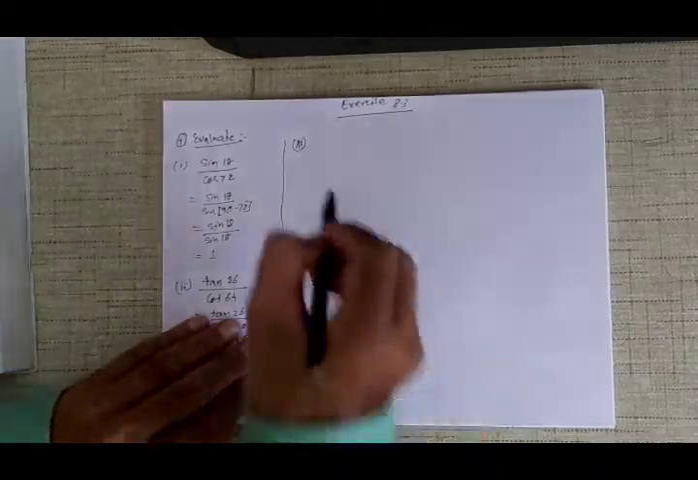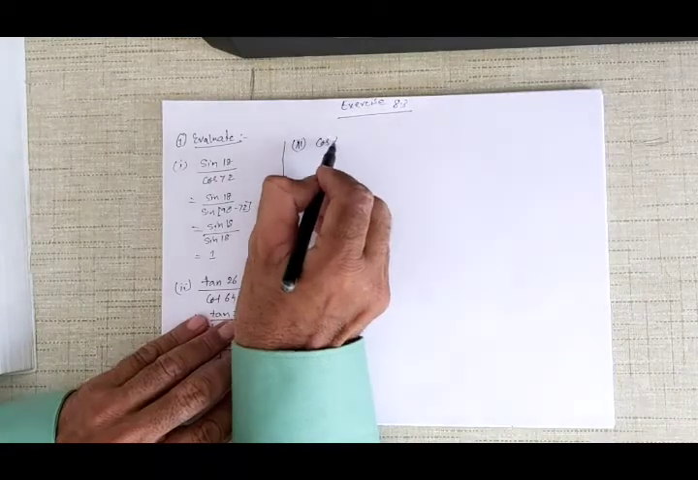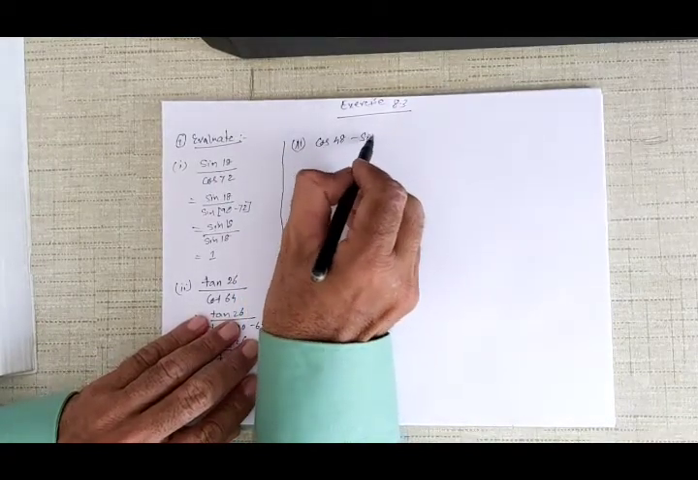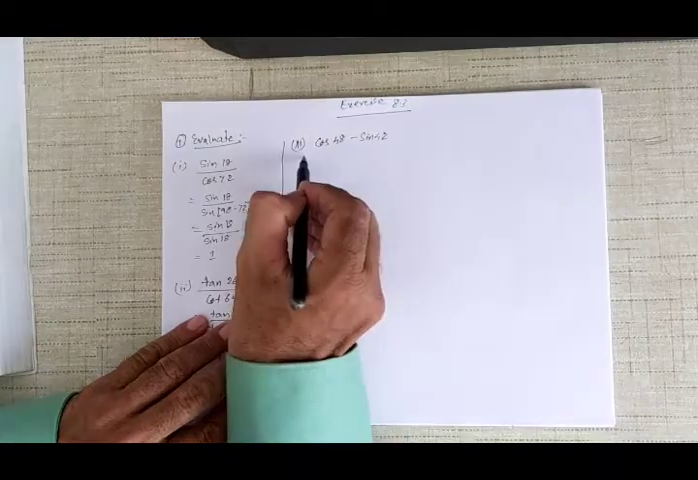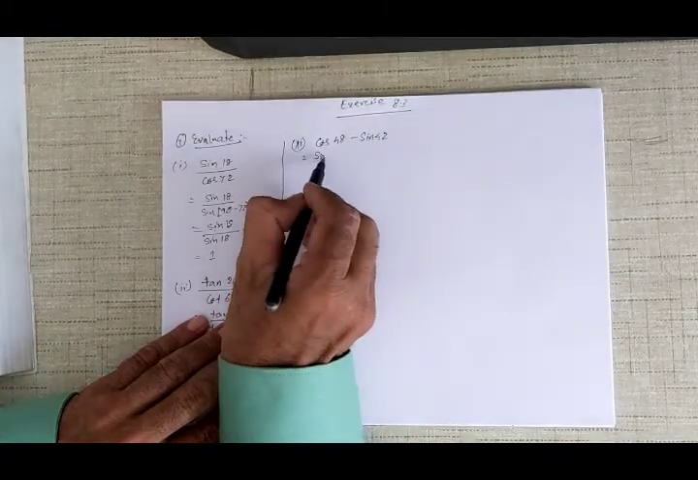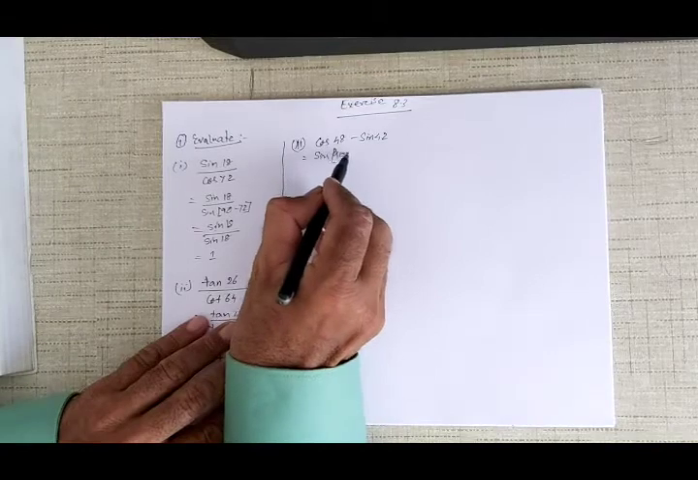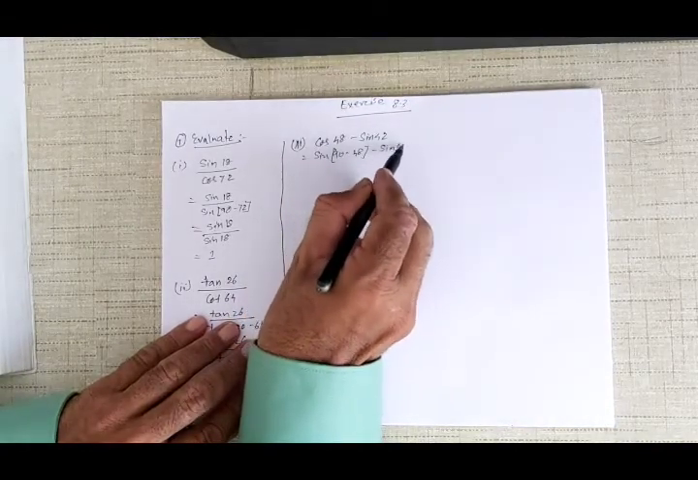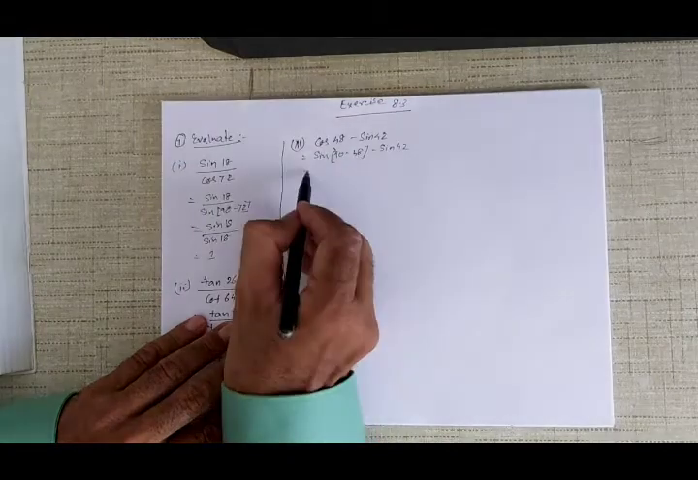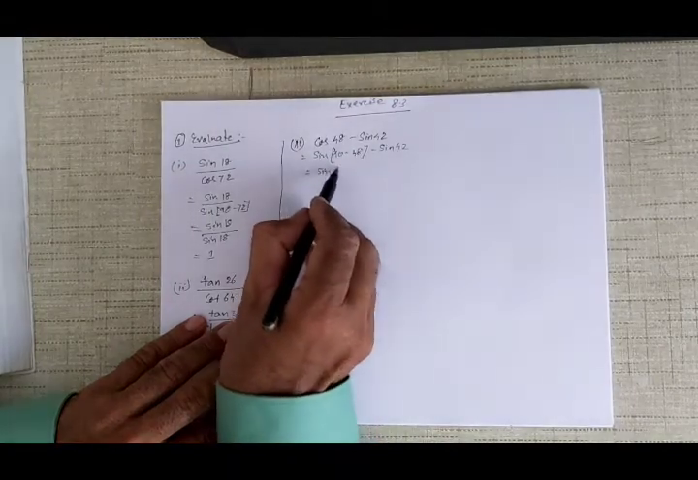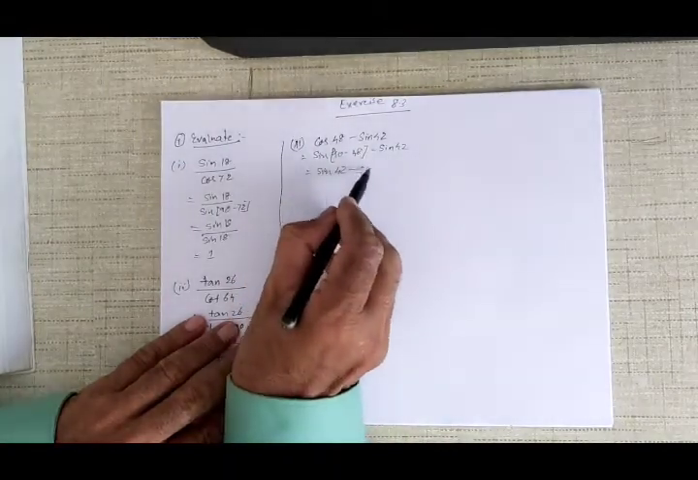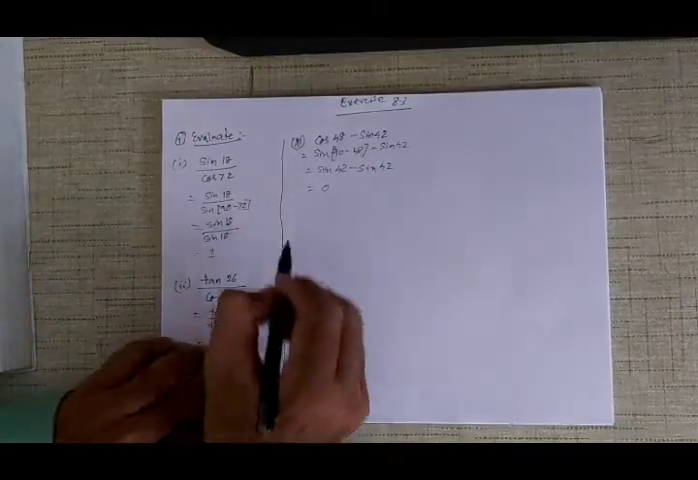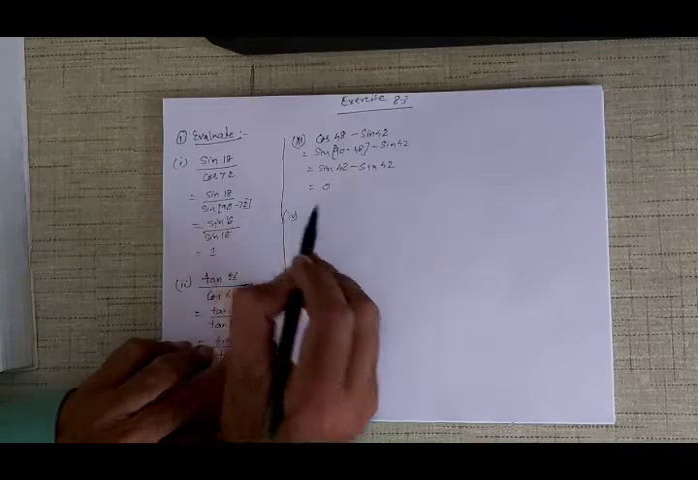Alright, third one, cos 48 minus sin 42. You can almost guess the answer. Cos 48 can be written as sin(90 minus 48), minus sin 42. Sin(90 minus 48) is sin 42. Sin 42 minus sin 42 will be equal to 0. So this is 0.